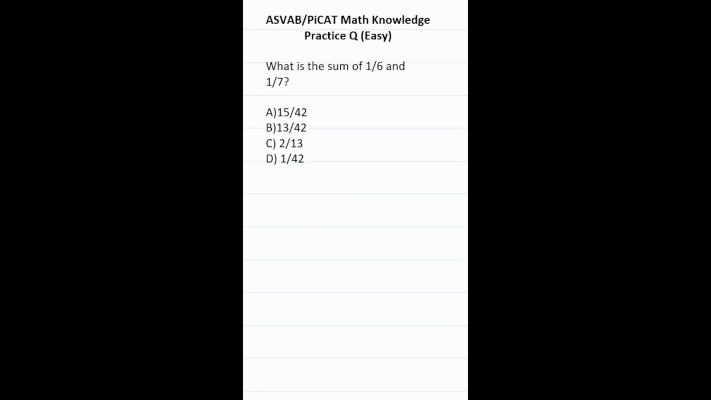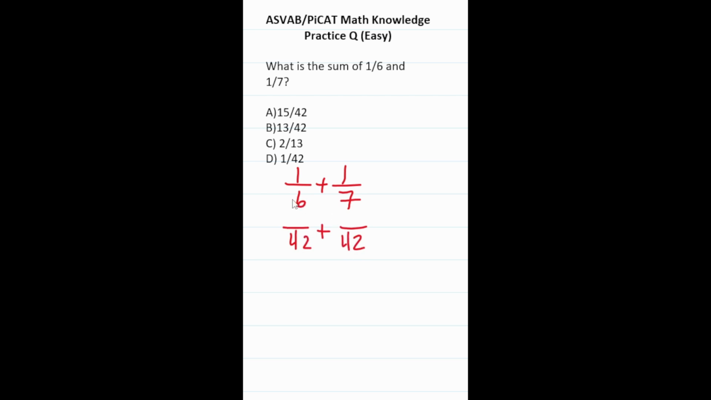This ASVAB PiCAT Math Knowledge practice test question says, what is the sum of 1/6 and 1/7? So we're adding these two fractions together. In order to add fractions, they have to have the same or a common denominator. 6 and 7 both go into 42, so that's going to be our common denominator. In other words, we're going to rewrite both of these with a denominator of 42.